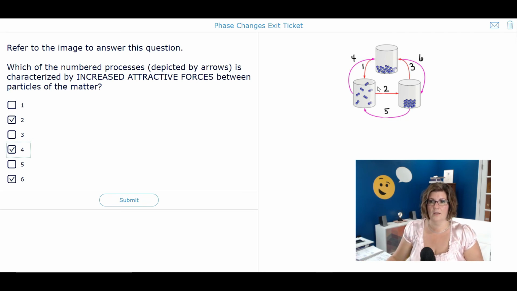So gas to solid, we reviewed this is called deposition or depositing as a phase change name. 4 is gas to liquid, that's condensing or condensation. And 6 is liquid to solid, what you know and probably have known for a long time as freezing.